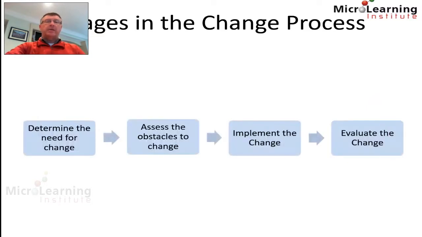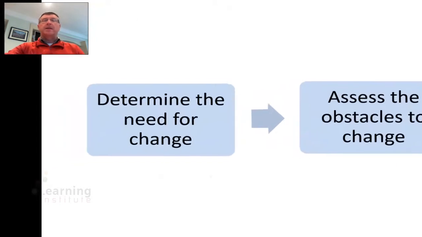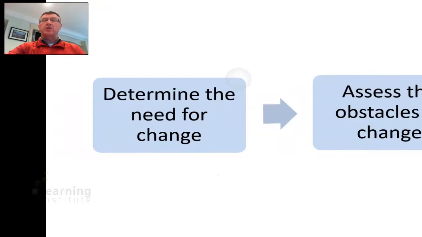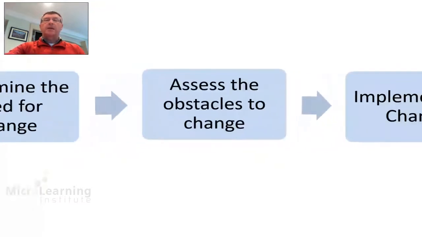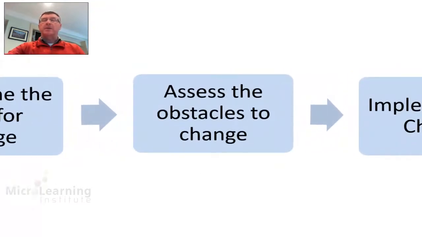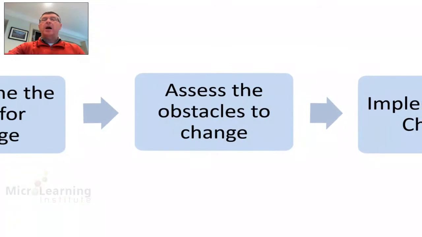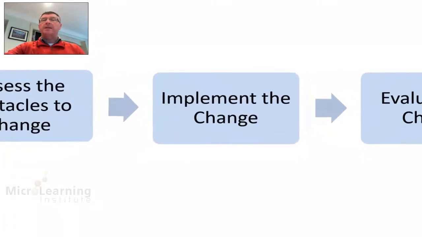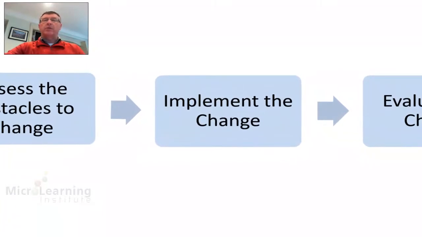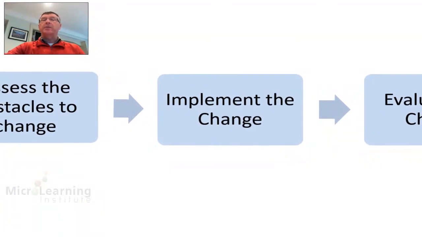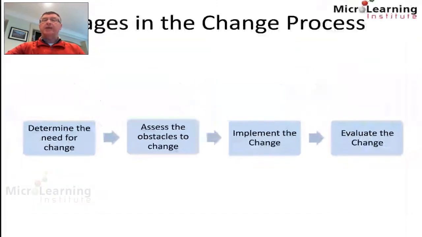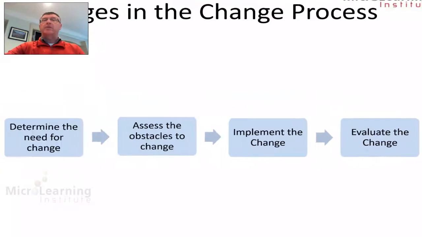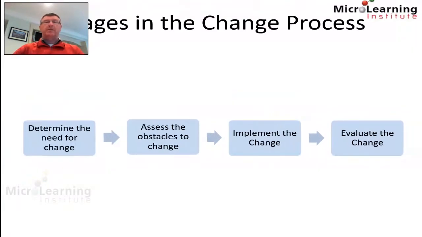So in this graphic, we see firstly that the first stage is that we need, as an organization, to determine the need for change. Once that has been done, an assessment needs to be made of the obstacles to this change. And once those obstacles have been assessed and strategies have been determined to overcome them, then we can proceed and implement the change. And finally, we evaluate the impact of the change and assess if the goals of the change have been delivered.